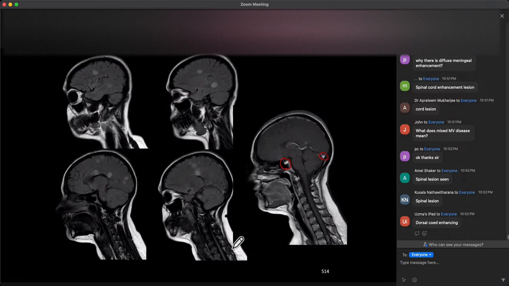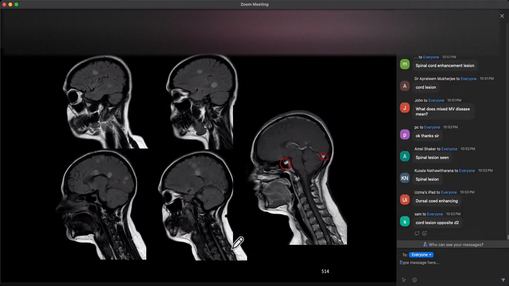What does mixed mitral valve disease mean? It means you've got a combination of stenosis and incompetence of the mitral valve.